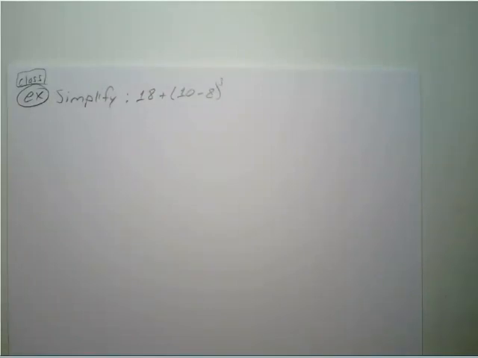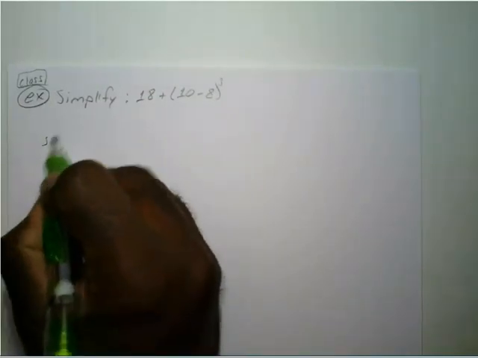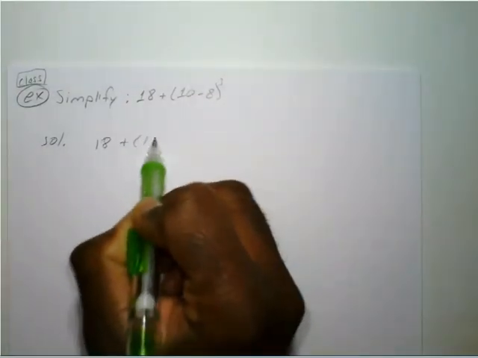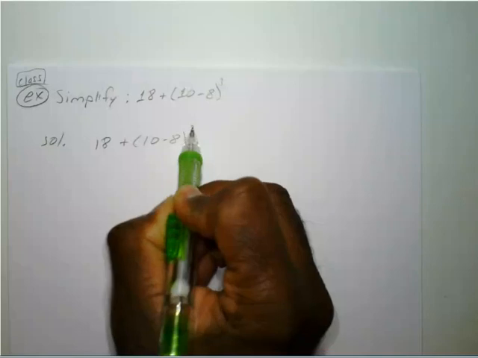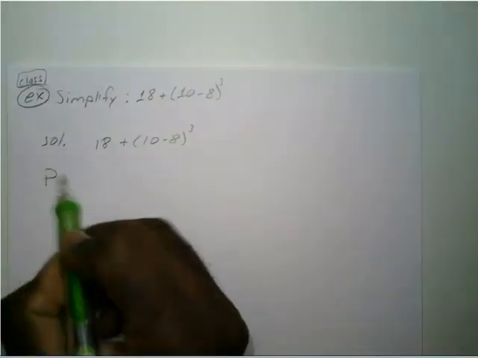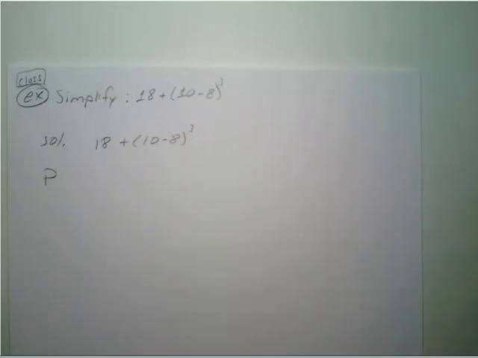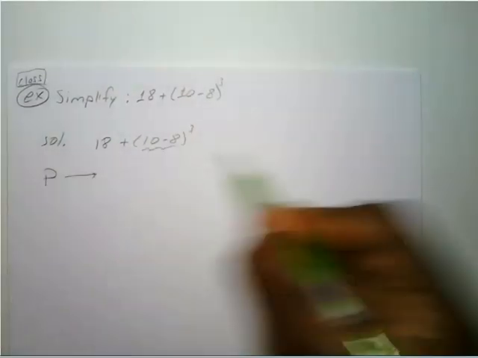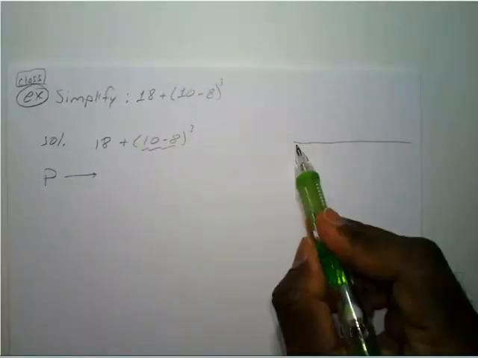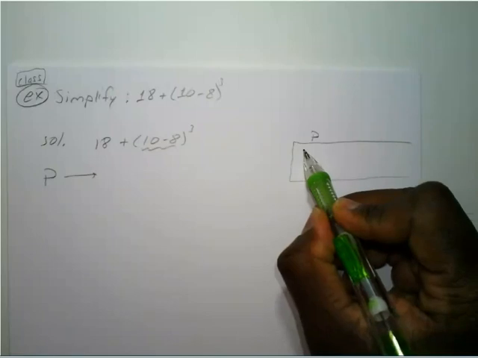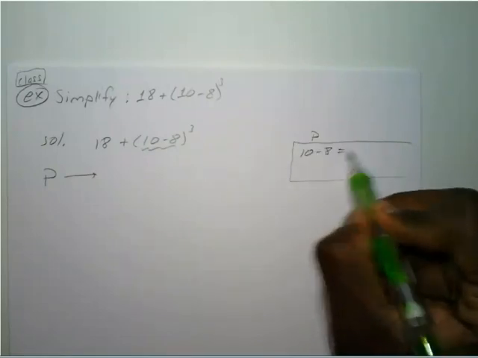All right, so I'm assuming you finished it, so let's go ahead and verify. Just going to rewrite it. 18 plus (10 minus 8) to the third power. Now on this one, we do have a parentheses that's a grouping symbol. And in that grouping symbol is the 10 minus 8. So inside that parentheses is 10 minus 8, which is equal to 2.